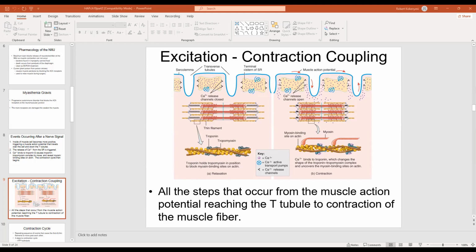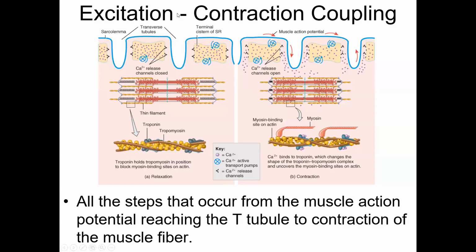So let me see if I can move back out of here. This process is called excitation contraction coupling. We started with excitation, flow of sodium ions into the muscle cell, and we ended up with contraction, moving of the myosin head groups, grabbing onto the actin, and dragging, moving the thin filament towards the middle of the sarcomere.